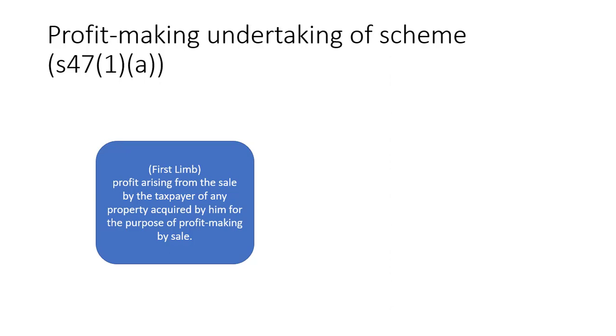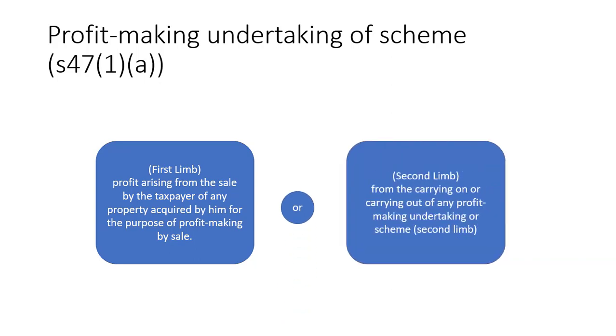Under the profit-making scheme, okay, under the first limb, profit arising from a sale by the taxpayer of any property acquired by him for the purpose of profit-making by sale, that will be considered as one of the statutory incomes that we are discussing. It can also be, under the second limb, from the carrying on or carrying out of any profit-making undertaking or scheme.